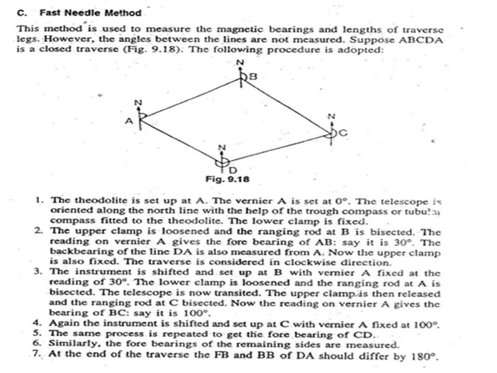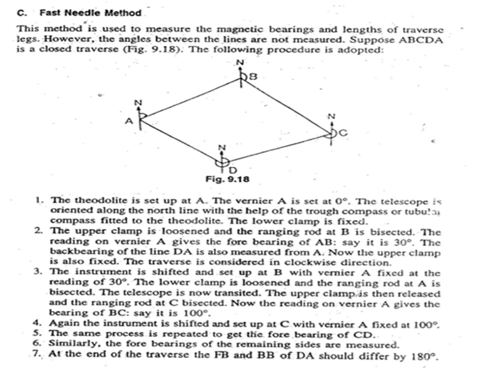The theodolite is set up at A. The vernier A is set at 0 degree. The telescope is oriented along the north line with the help of trough compass or tubular compass fitted to the theodolite. The lower clamp is fixed. The upper clamp is loosened and the ranging rod at B is bisected. The reading on vernier A gives the fore bearing of AB. Say it is 30 degree. Then the back bearing of line DA is also measured from A. Now the upper clamp is also fixed. The traverse is considered in a clockwise direction.